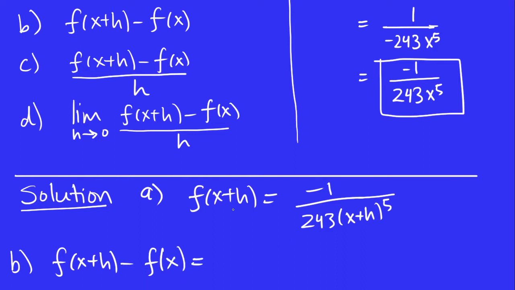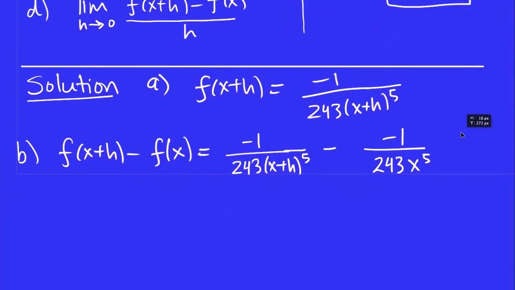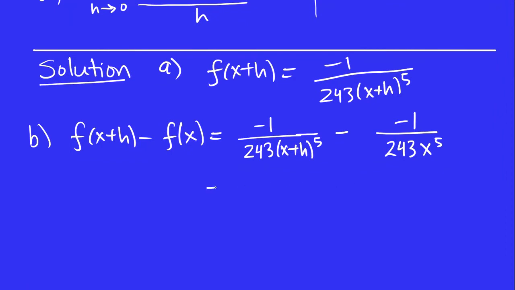So f of x plus h was done in the previous step. It's just equal to this, right? Minus what f of x is, which is right here, negative 1 over 243 x to the 5. And I don't know, not too much simplifying we can do there. Why don't we multiply these two so we get negative 243 x to the 5.